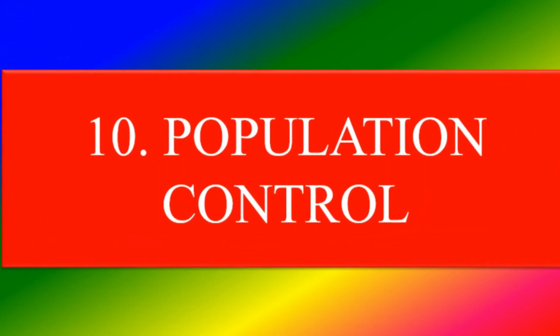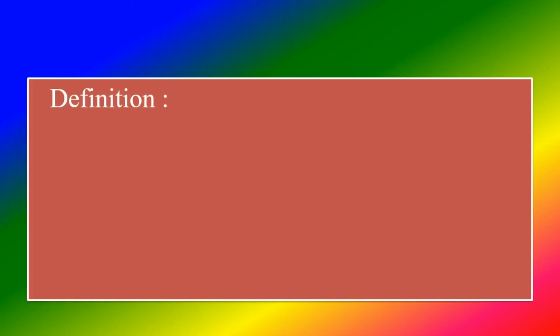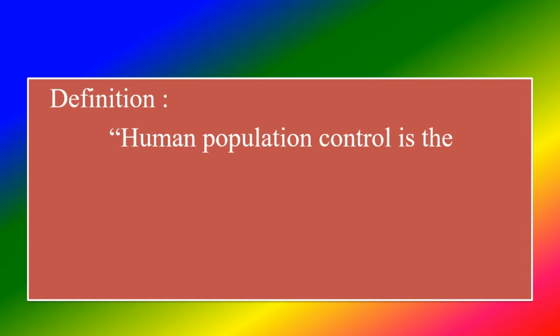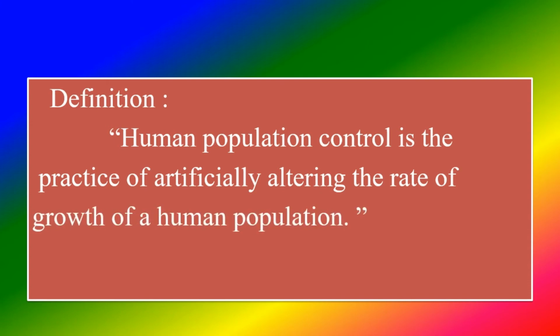Next section, population control. Can you define population control? Human population control is the practice of artificially altering the rate of growth of human population.